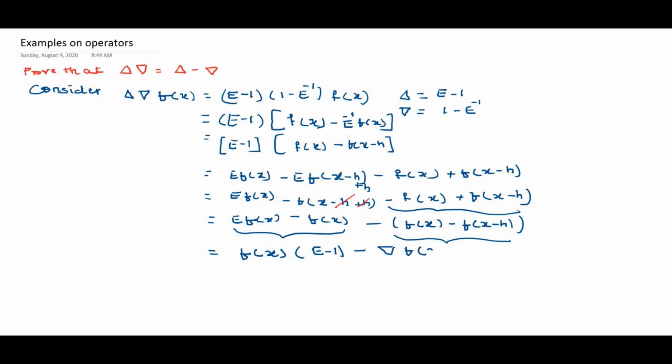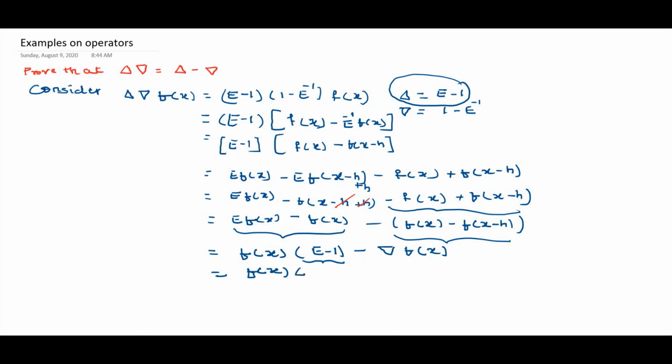This is the first backward difference, and is equal to, I will write this f of x as it is. What is the formula for e minus 1? E minus 1 we can write as delta. I have written here e minus 1, we can write it as delta.